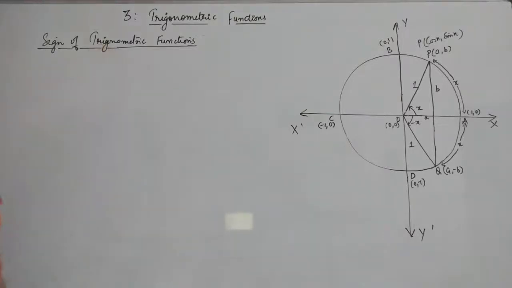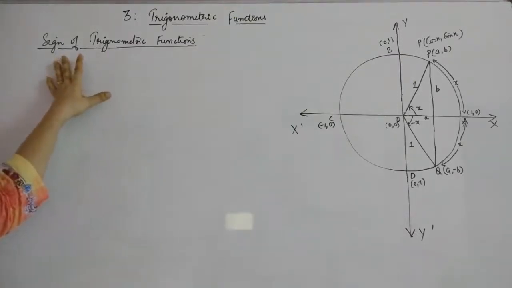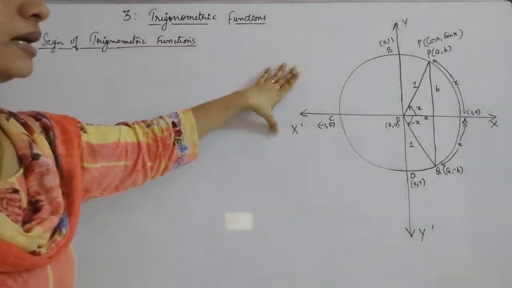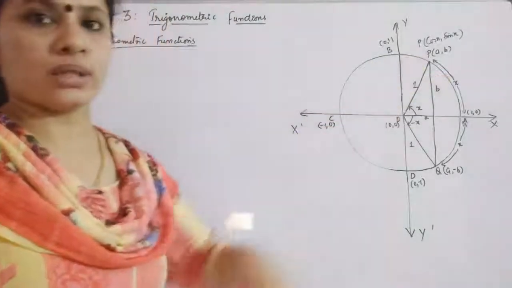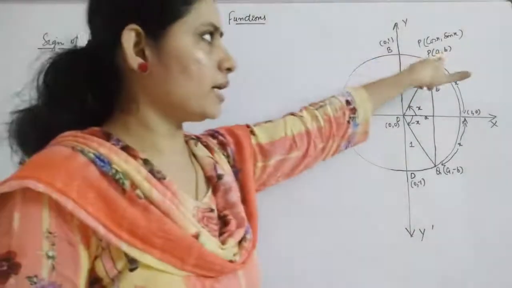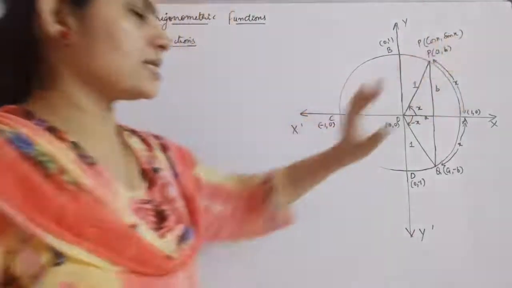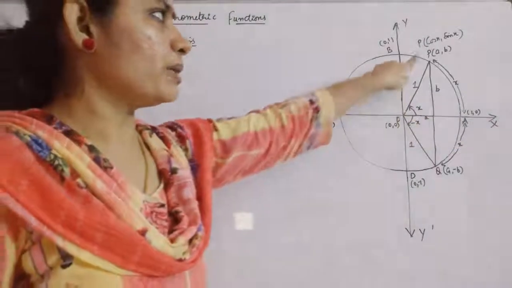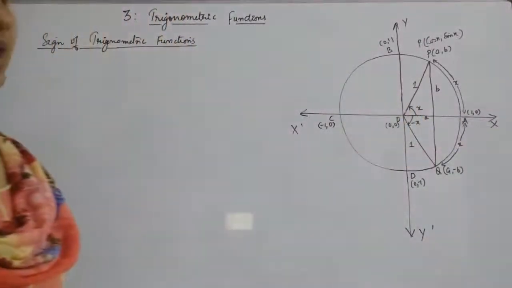Now the next topic is the sign of trigonometric functions. For trigonometric functions, what is the relevance of sign we are seeing? For that, first we will consider again a unit circle with any point P on the circle, which is taken as (a, b). You know that we have already taken a as cos x and b as sin x. And this angle AOP is taken as x radians.